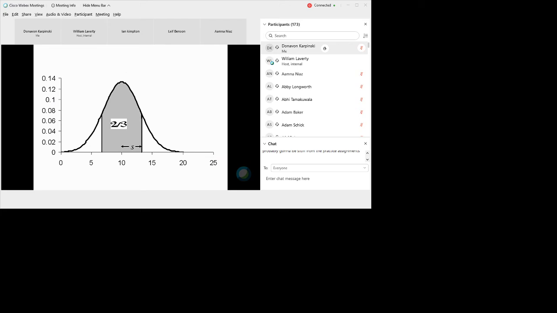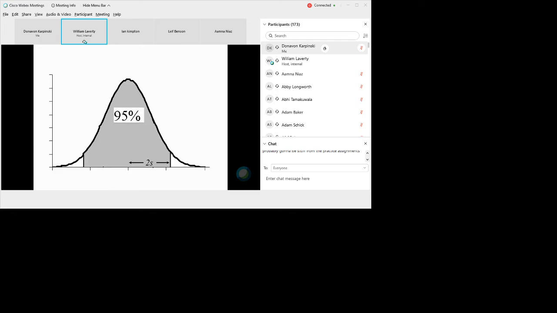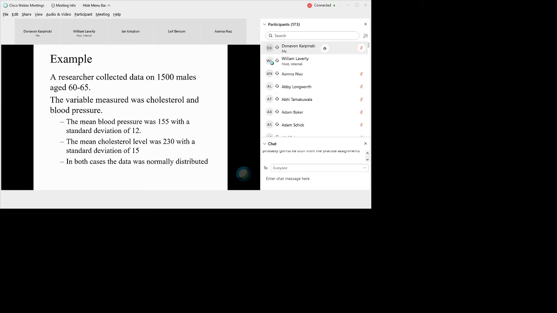So about 2/3 of the observations will be in that range. About 95% if you go 2 standard deviations above and 2 standard deviations below. So example, suppose we've collected data on 1,500 males in the age range 60 to 65. We measured blood pressure and cholesterol.